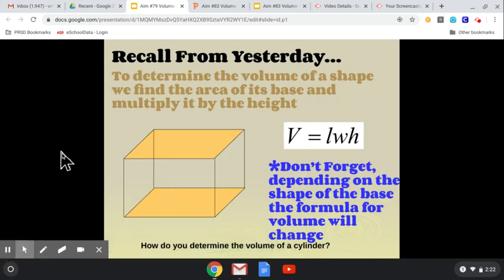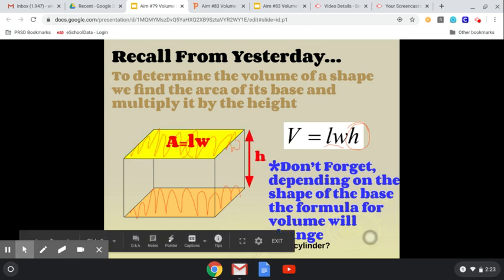Okay, let's recall from yesterday that when we were finding the volume of the prism, it was really the area of the base piece. The base is the two pieces that are opposite of each other and sort of parallel. So since the area of the base of the top is a rectangle, it's length times width. The area of the base is length times width, and then you multiply by the height. So the same thing is going to happen today, except that our shape will not be a rectangle on top. Since we're dealing with a cylinder, it'll be a circle.